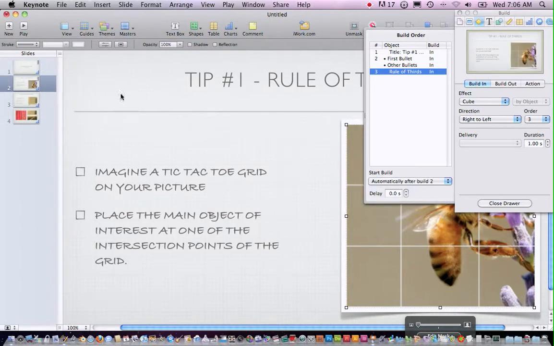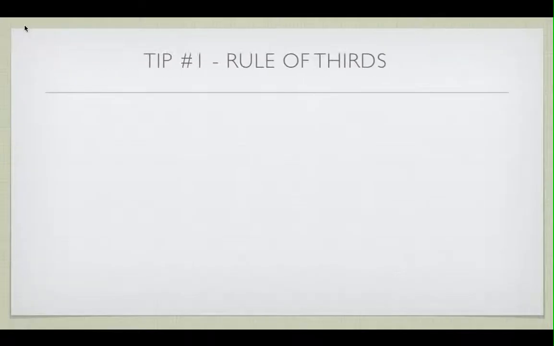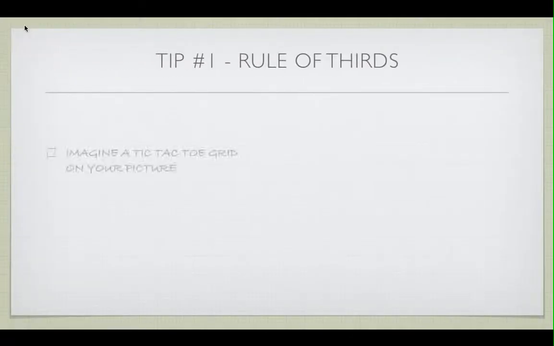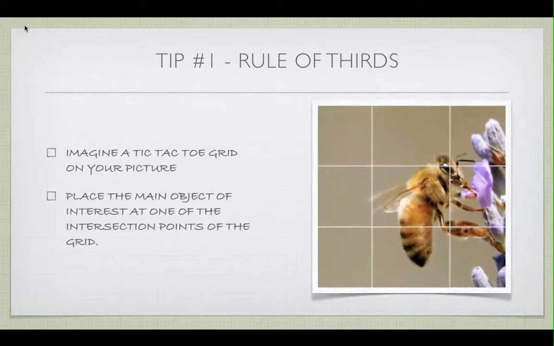Now if I play this, it will look like this. If I click, it brings up the first one. Imagine a tic-tac-toe grid on your picture. Place the main object of interest at one of the intersection points on the grid, and then the picture shows.